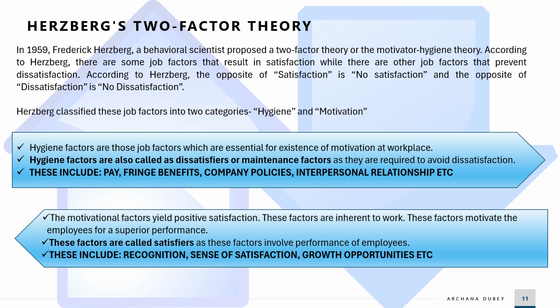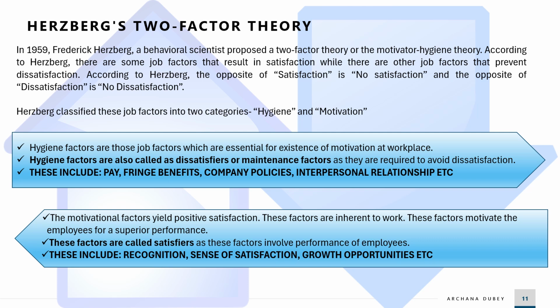तो जब ये हाइजीन फैक्टर नहीं होते हैं, these are also called dissatisfiers because they are required to avoid dissatisfaction. They will not demotivate you, but then आपको उतना लेवल ऑफ सेटिस्फैक्शन नहीं मिलेगा. So these are required to keep you satisfied.